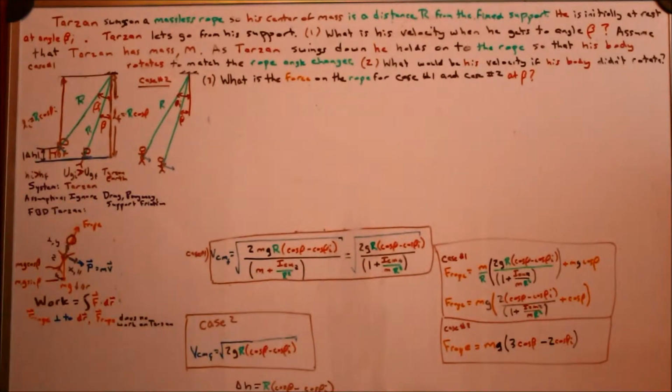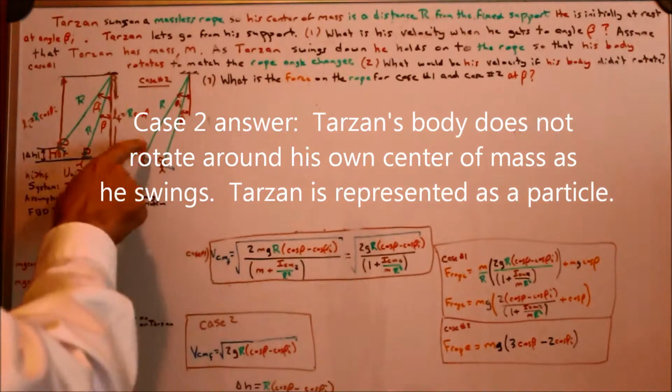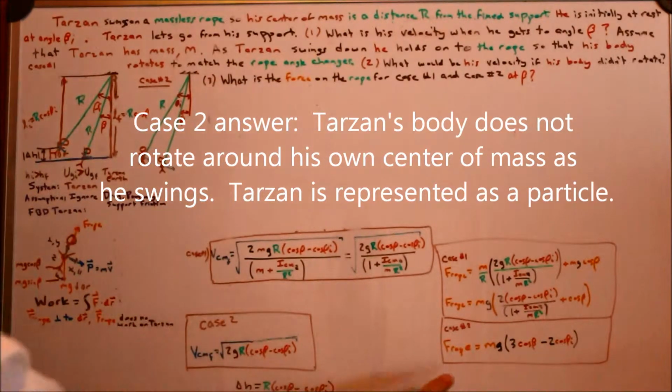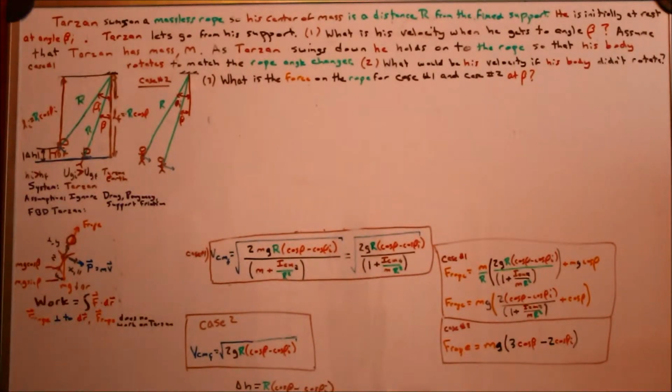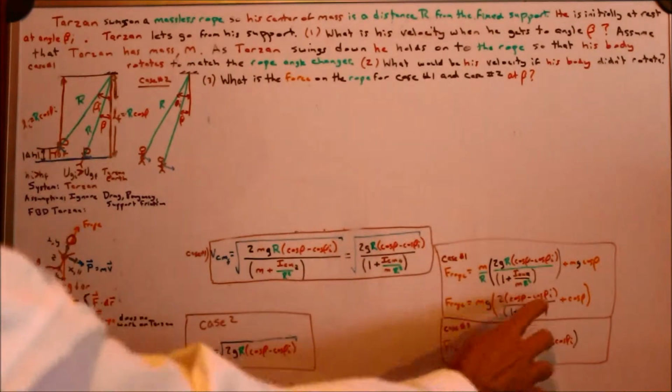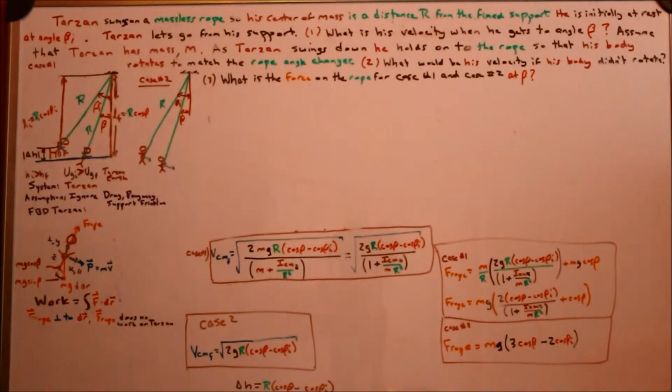For the forces on the rope, for case two again, the simpler one where he's staying in this orientation, it's mg times the quantity 3 cosine beta minus 2 cosine of beta initial. And for case one, you can see two alternative forms, and both of these again have the term of the moment of inertia of Tarzan around his own center of mass in the z direction. If you got those, great. If you didn't, I'll go through the solution.